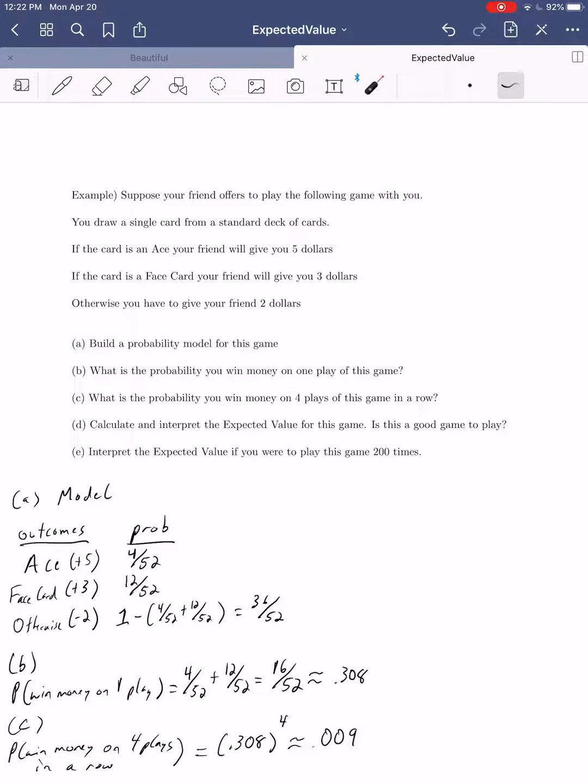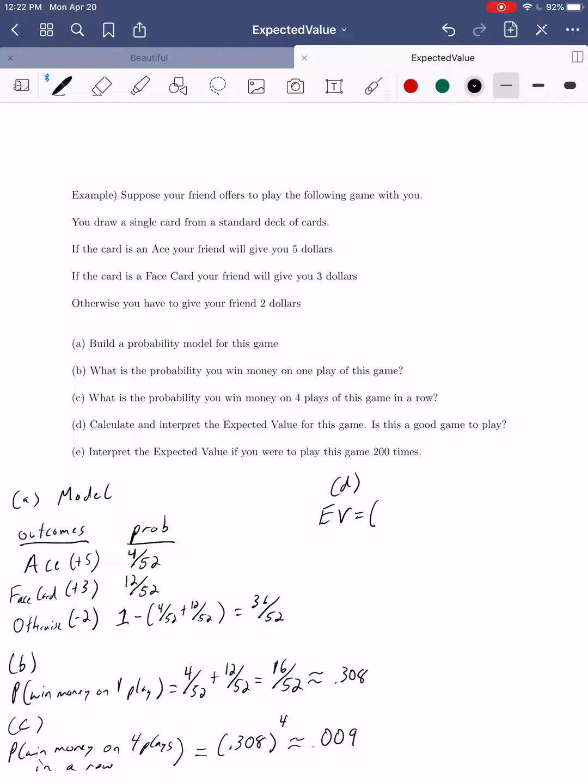This is just talking about probabilities of winning money. Now it's actually time to make use of the idea of how much money we're winning. That $5, that $3, and the fact that we're risking $2. So now we're going to go ahead and calculate this expected value. So let's go ahead and do that. So how do we get this expected value? Well, what we're going to do is we're going to take the value of each outcome, multiply it with its probability, and then add those up.